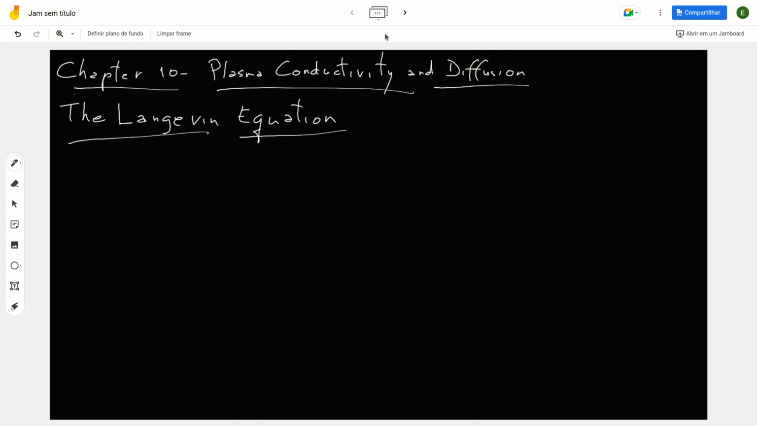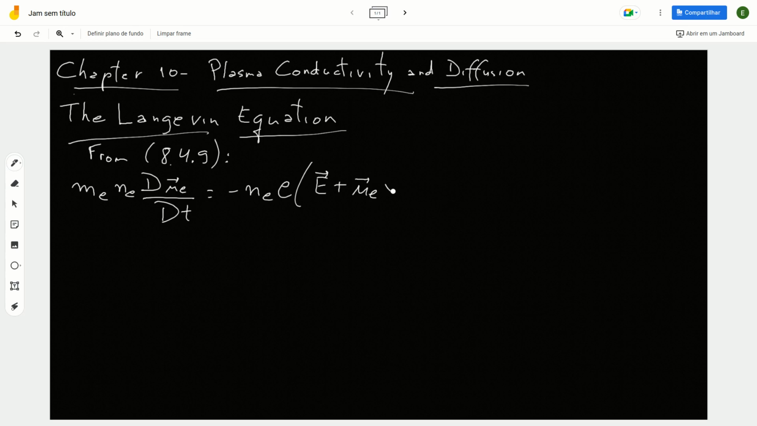We'll start with the equation of motion for electrons based on equation 4.9 of chapter 8. We know that electron mass, electron density times the derivative of the average electron velocity with time is equal to minus density charge, electromagnetic force, plus other forces. You may consider gravity, you may consider pressure gradient, and collisional forces as well.